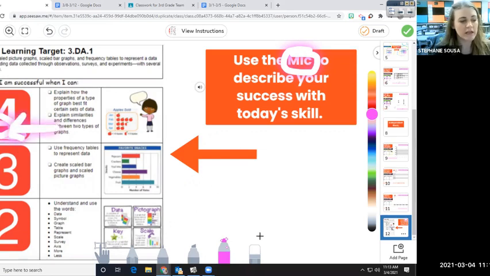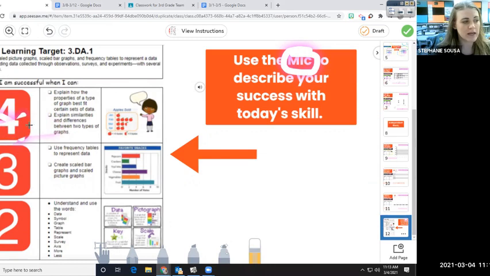You're recording your voice, explaining how you know you match the day's skill. This is not a blank slide for if you feel like it. It is a direction, and the direction is to use the mic, okay? So make sure you're following that so that I can understand your grips on speaking math vocabulary.